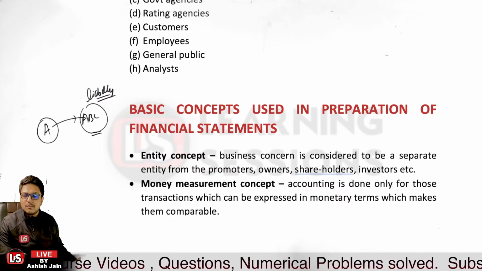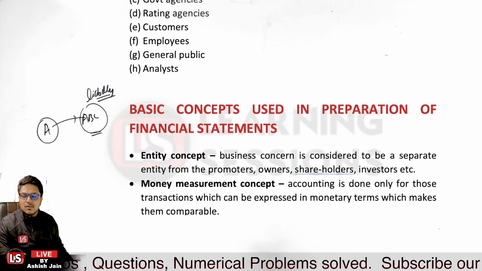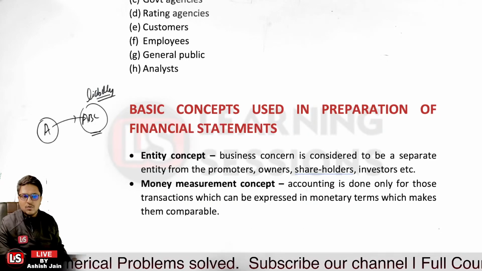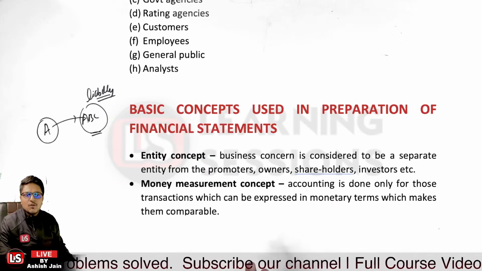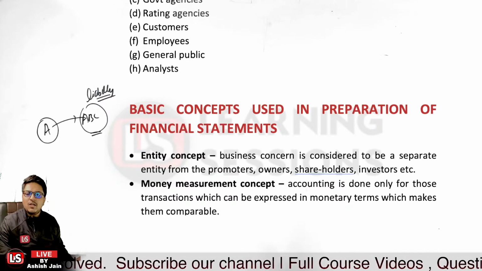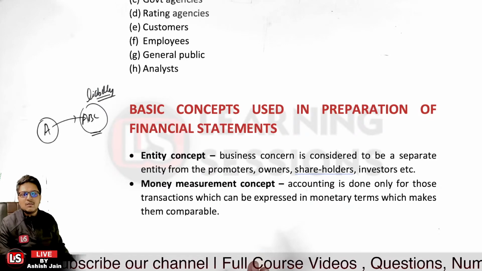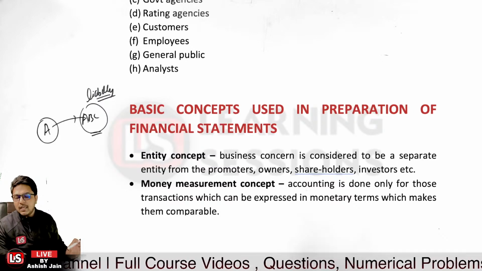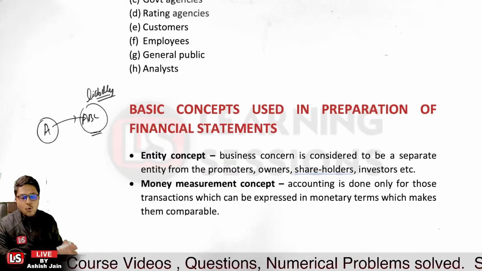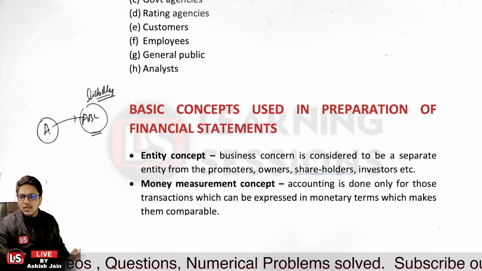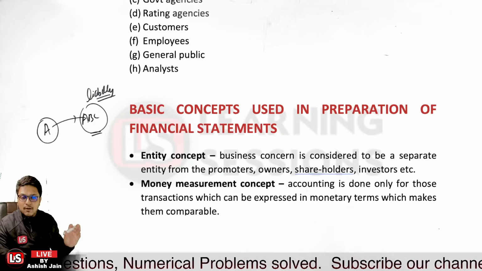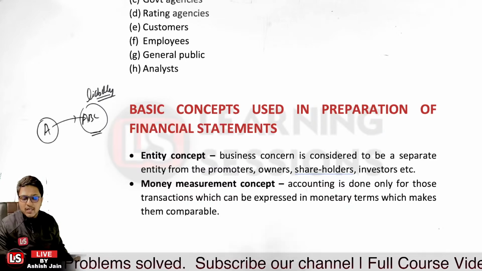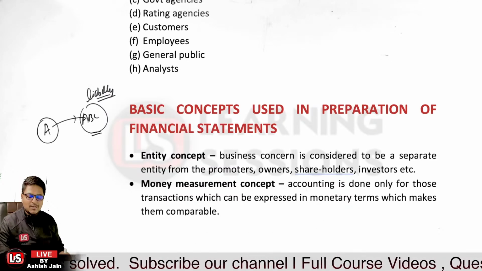Then it is the money measurement concept. The second concept used in the preparation of the financial statements is the money measurement concept, which says accounting is done only for those transactions which can be expressed in monetary terms. Only those transactions can be taken into the accounting. If you cannot measure anything in money, those transactions will not be acceptable in accounting, because they will not be comparable. If you have measured the assets or liabilities in monetary terms, in that case you can compare them. That is the second concept.